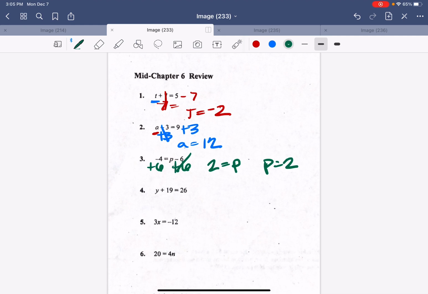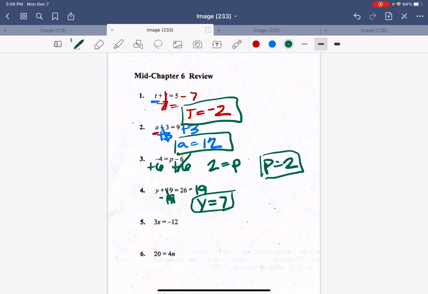Okay, next, y + 19 = 26. So I need to subtract 19 from that side and subtract 19 from the other side, which then means y = 7. That's how we do that one. Let's see, I'll circle these, sorry.